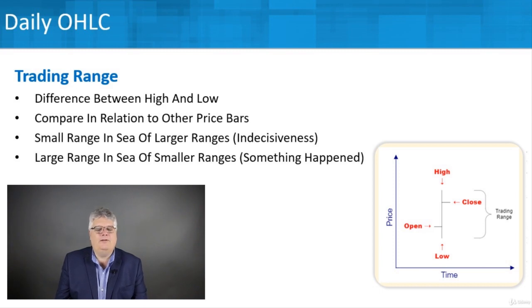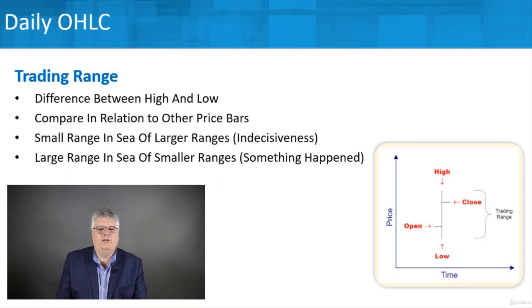And you can start seeing that if there's a small range in a sea of larger ranges, where all of a sudden the price bar you're looking at for the most recent day or time period, whatever that is, maybe the ranges are getting smaller, then there might be some indecisiveness happening. They're trying to figure out, do we go higher, do we go lower, looking at that trading range.